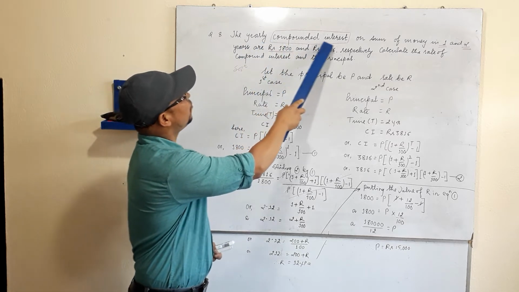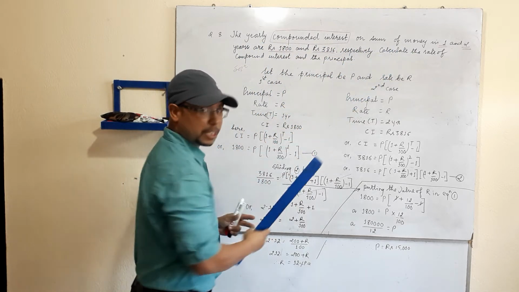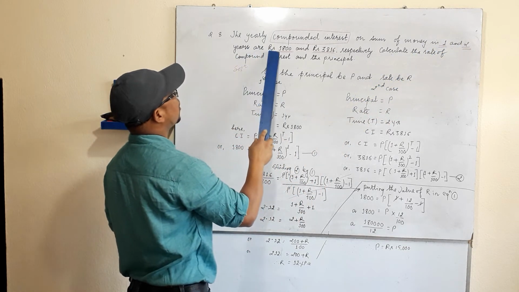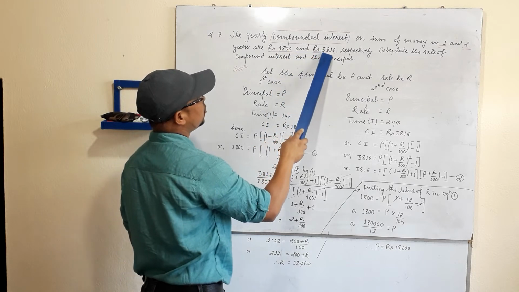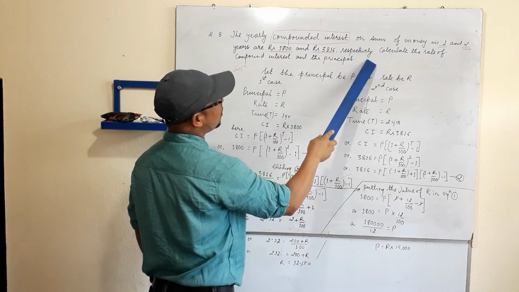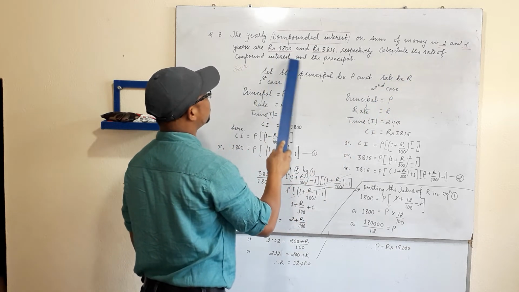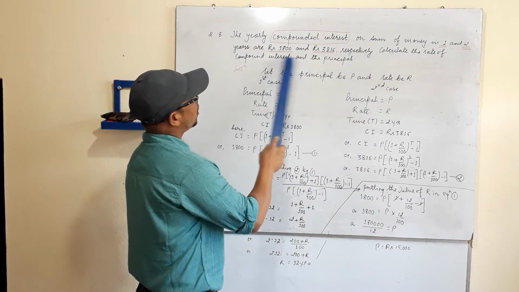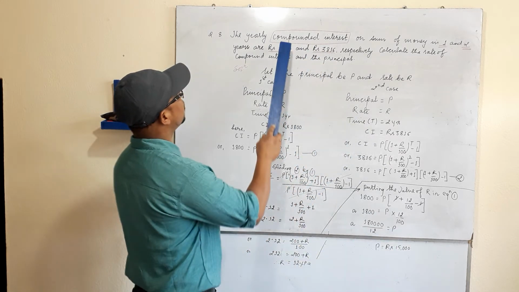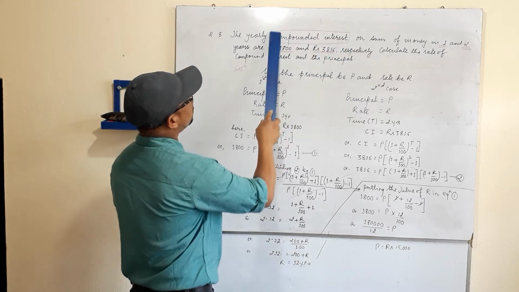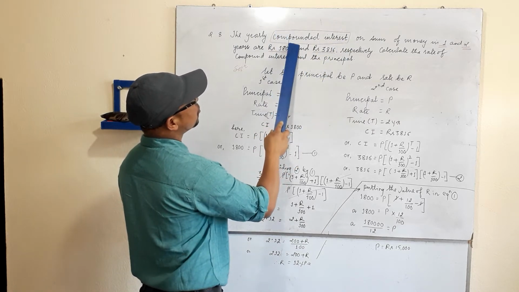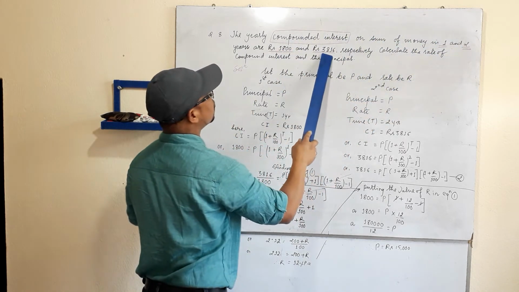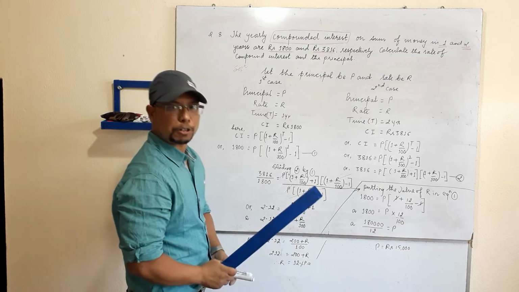The yearly compound interest on a sum of money in 1 year and 2 years are Rs 1800 and Rs 3816 respectively. Calculate the rate of compound interest and the principal. Okay, here we have to calculate R and P. But what's given here? The yearly compound interests are given here. Compound interest for 1 year is 1800 and for 2 years is 3816. Two compound interests are given.